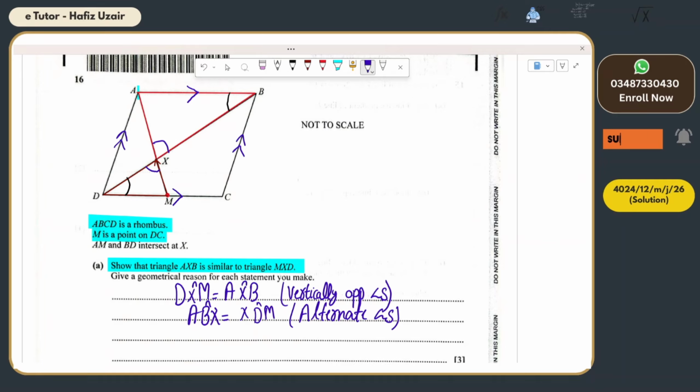All right. Similarly, these two angles are alternate angles. These angles also make a Z shape. So the name of this angle is actually BAX. BAX is equal to XMD. So these are also alternate angles.